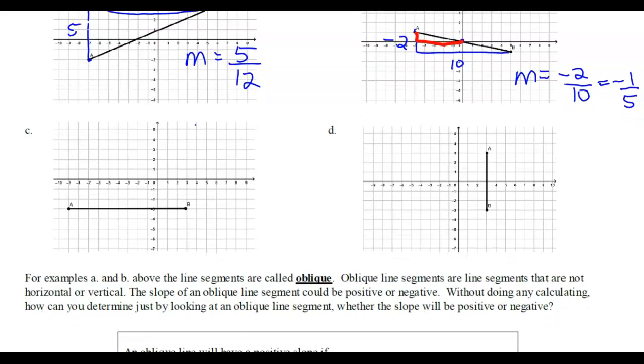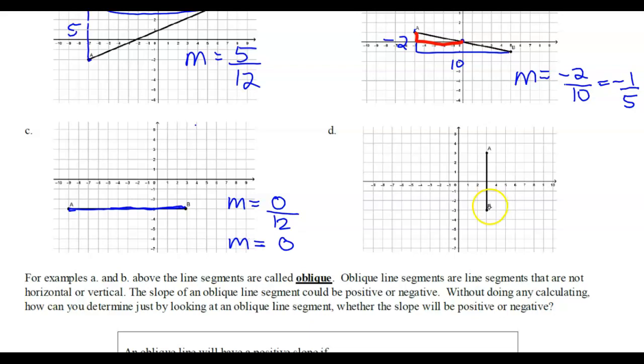Take a look here. I can't even make a triangle, right? It's a horizontal line segment. From the left to the right, am I going up at all? No. So my rise is 0. My run in this case is 12. What's 0 divided by 12? 0. So the slope of a horizontal line is 0. Memorize it if you need to. Okay? The slope of a horizontal line is always 0.